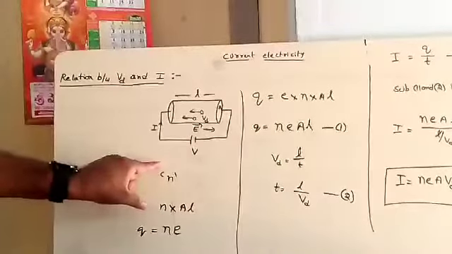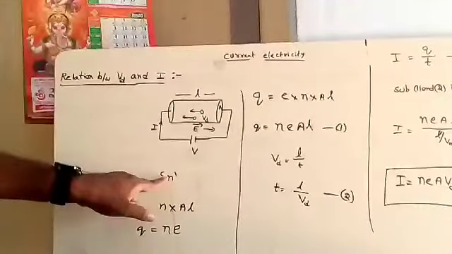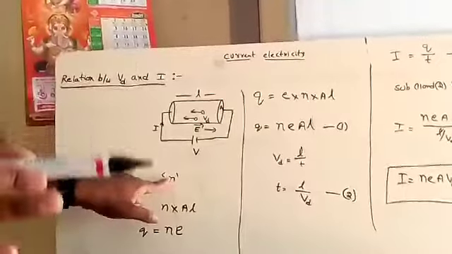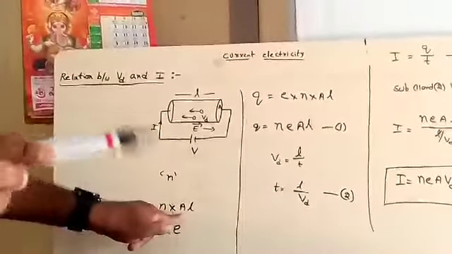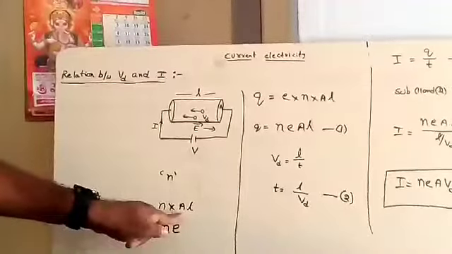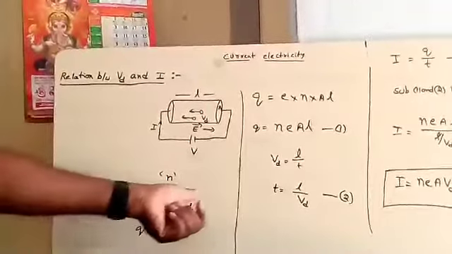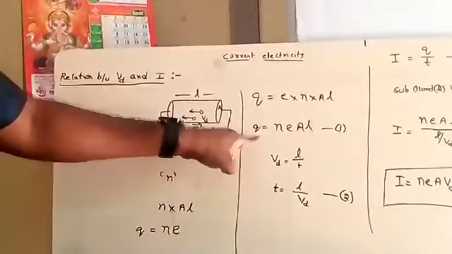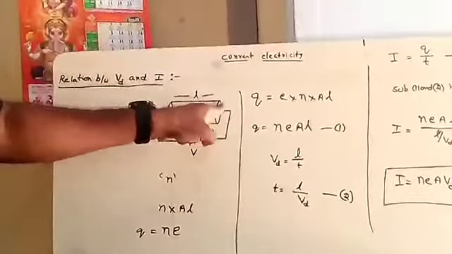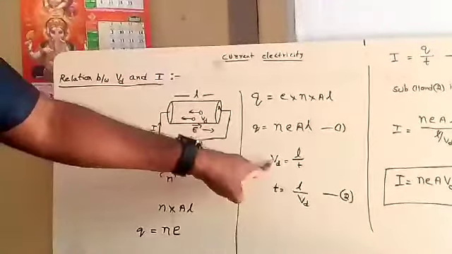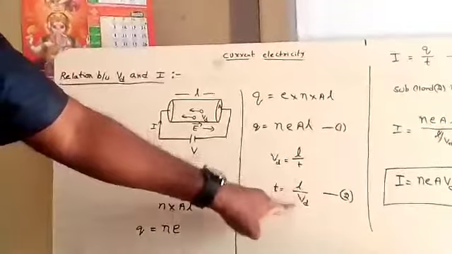Now, these two terms are very, very important. All of you focus on these two terms. What does the small n stand for? This small n is nothing but the number of electrons per unit volume of the conductor. If it is multiplied with volume, you can get the total number of electrons in the conductor. Then the total charge you can get by multiplying with the charge. Then how much time does it take for the electrons to cross from one end to another? This is a simple relation: velocity is equal to distance per time, or time is equal to distance by velocity.